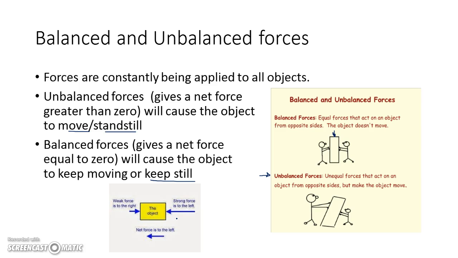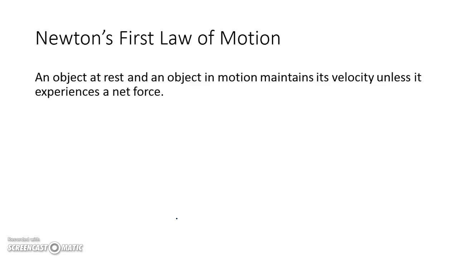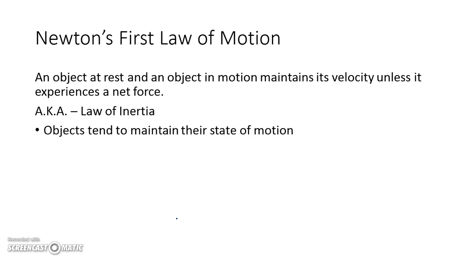All right, what does that have to do with anything that we're doing? Well, because in motion, you have forces acting on you to get things moving or to make them stand still. So Newton's first law of motion says that an object at rest will stay at rest, and an object in motion will stay in motion, unless it experiences a net force. This is also known as the law of inertia. We'll talk about inertia in just a second. So objects are going to tend to maintain their state of motion.